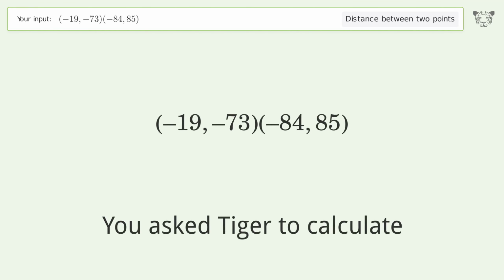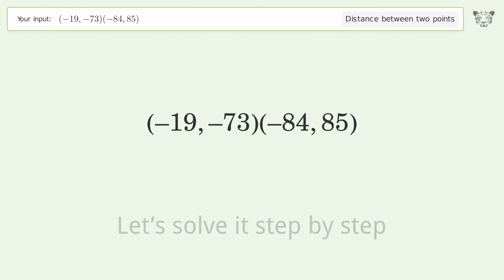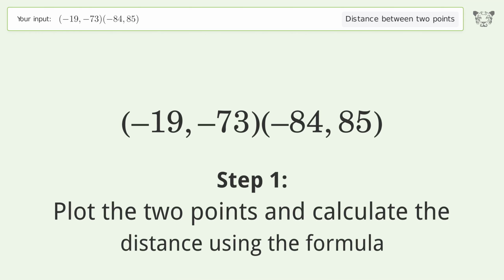You ask Tiger to calculate. This deals with the distance between 2 points. The distance between the 2 points is the square root of 29,189, or 170.848. Let's solve it step by step. Plot the 2 points and calculate the distance using the formula.